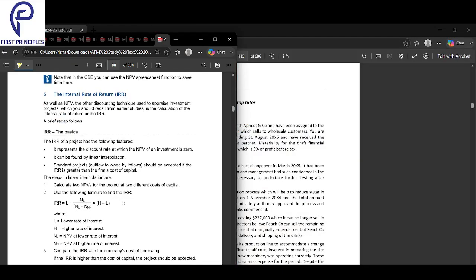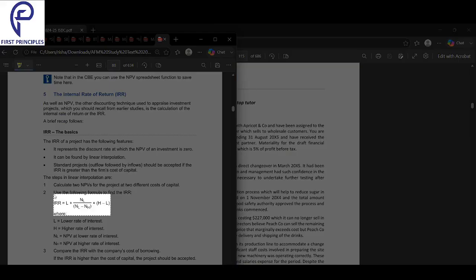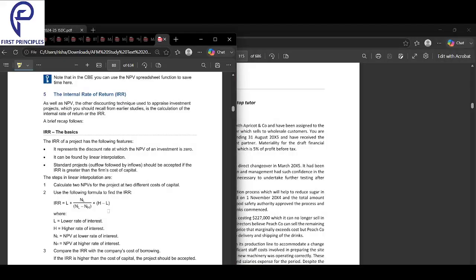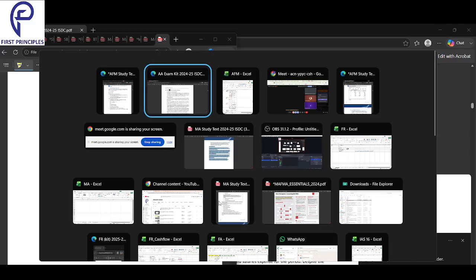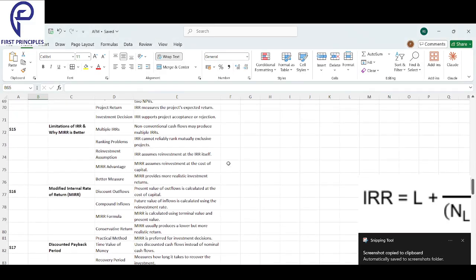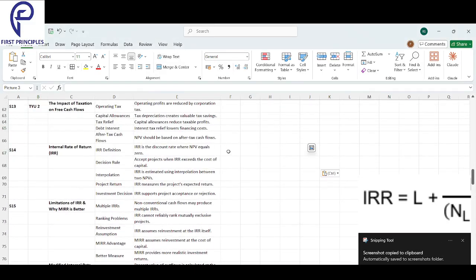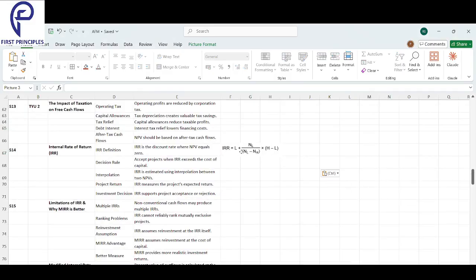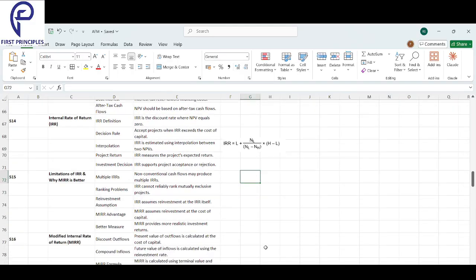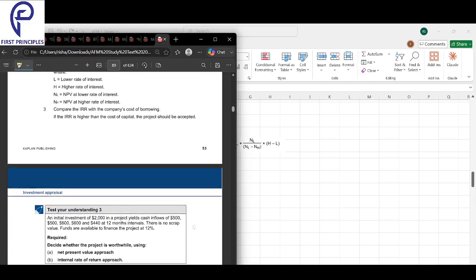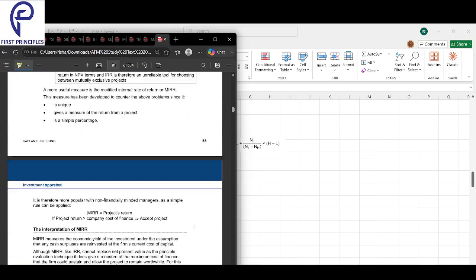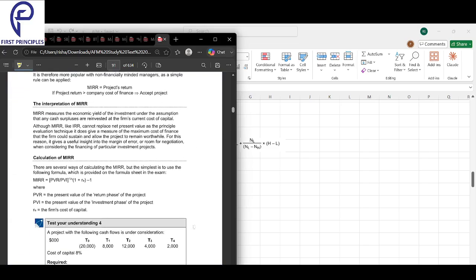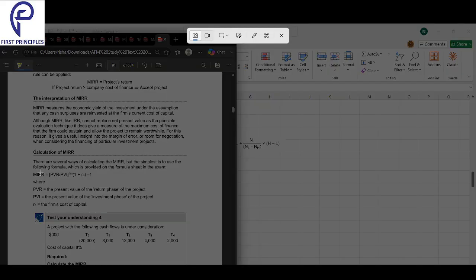So first of all, I will take all the formulas right here, so that as you revise, it feels a lot more relatable, not just theory. First of all, this is your IRR formula. It was interpolation, so this is how you do it. When you say interpolation, this is the formula. Then we have the MIRR. This is how you calculate your MIRR.